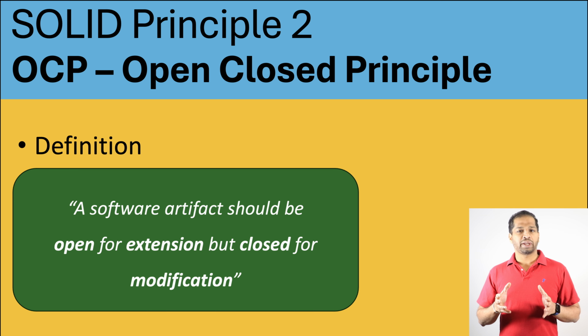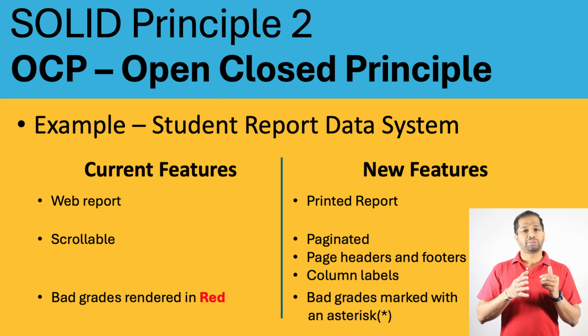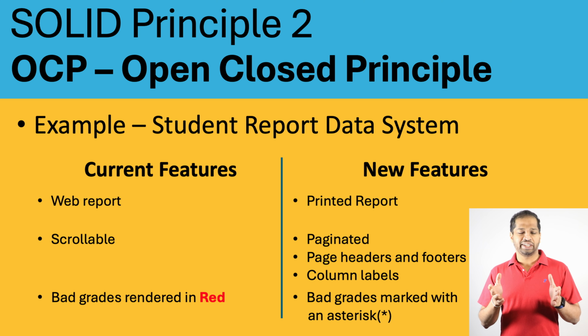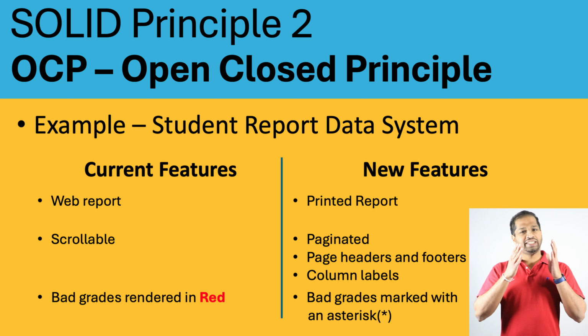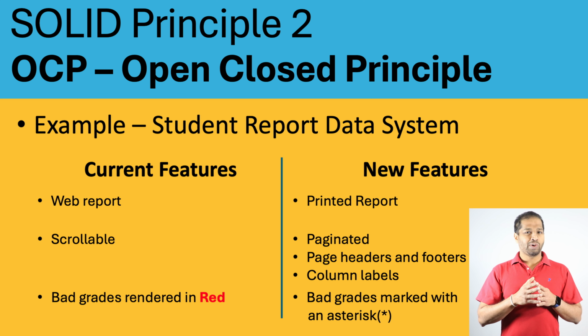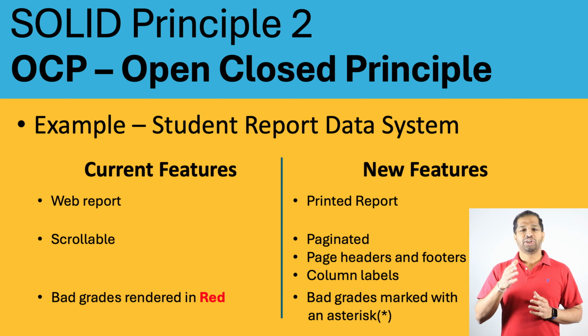Let's consider a thought experiment to illustrate the importance of the OCP. Imagine we have a system that displays a student's performance on a web page. The data is scrollable and bad grades are rendered in red. Now the stakeholders come to us and say they want the same information turned into a printed report. The report should be properly paginated with appropriate page headers and footers and also column labels. Oh, and they want the bad grades to be marked with an asterisk instead of rendered in red.